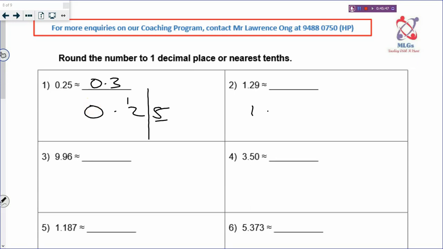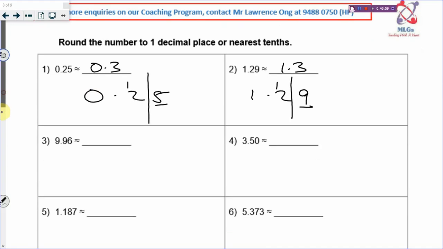Okay, next one, 1.29. Where do you draw the line to show one decimal place? Over here. And look at the digit just beside the line. Is it 5 and bigger? Yes, add 1. So 1.3. Okay, let's do a bit faster now.